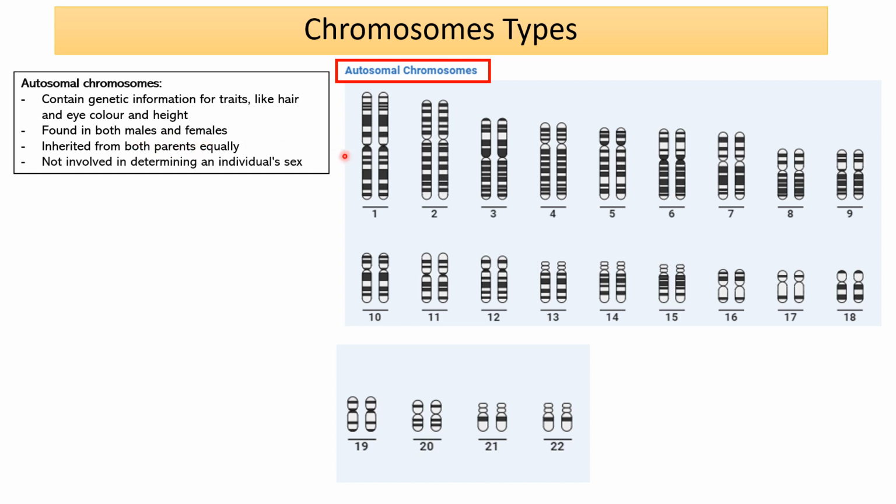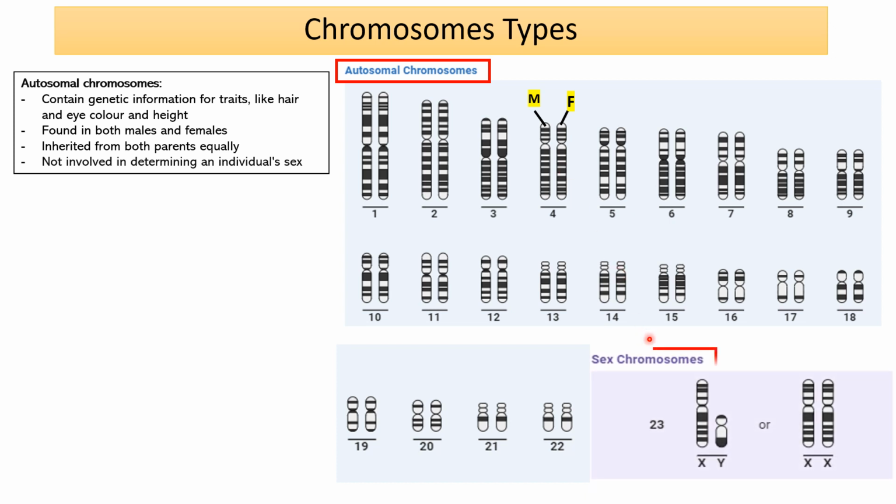Autosomal chromosomes are found both in males and females, and they are inherited from the parents equally. And most importantly, autosomal chromosomes do not contain any genes that determine an individual's sex. As we can see here, each pair is made up of two chromosomes. One chromosome is inherited from the mother, and the second chromosome is inherited from the father. And that's true for all chromosomes.